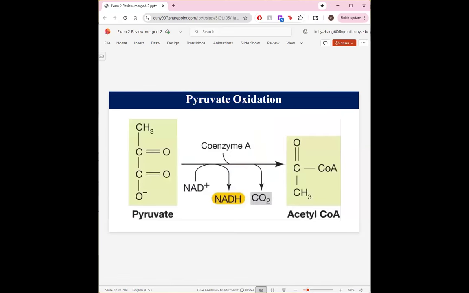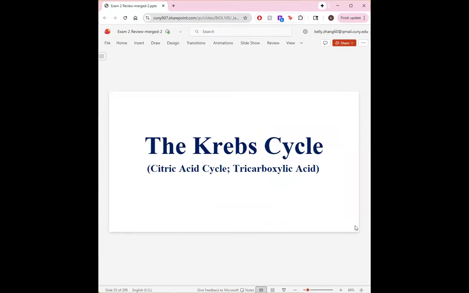Okay, so pyruvate oxidation. After glycolysis, pyruvate is converted to acetate, and then acetate binds to coenzyme A to produce a molecule of acetyl CoA. This is a compound that reacts with oxaloacetate to produce citrate, which then leads us to the beginning of the citric acid cycle.